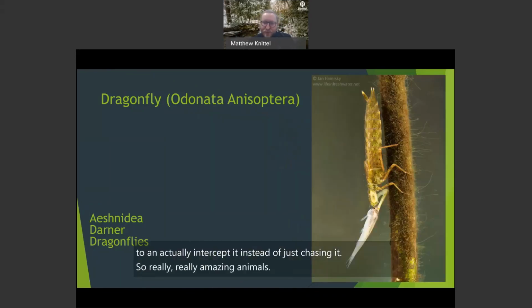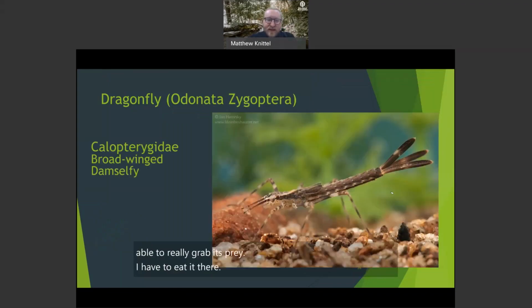Here's a picture of our dragonfly nymph with the little fish that it's caught. So you can really see how that arm folds up underneath, and it's just able to really grab its prey to eat it there. And then, oops, this is actually a damselfly, so we'll just ignore that there.